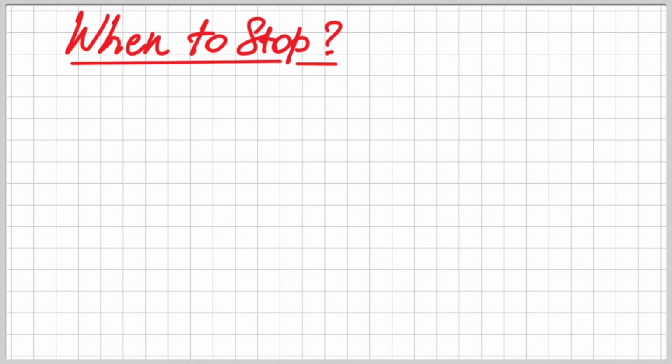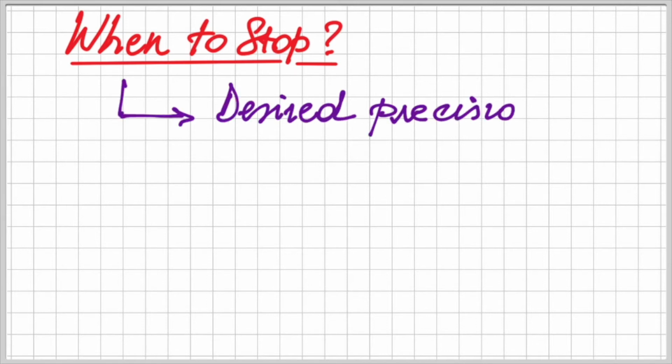How far do we have to continue? It all depends on the desired precision, because every time we have a new estimate, we can calculate f of x of the new estimate and see how close we are to 0. So when we have a higher precision, we want to have that number closer to 0.